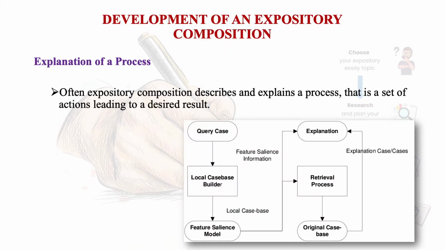The first technique with the help of which an expository composition is developed is the explanation of a process. As is clear by the term itself, there is a process involved, and often expository composition describes and explains a process. That process is a series of actions leading to a desired result.